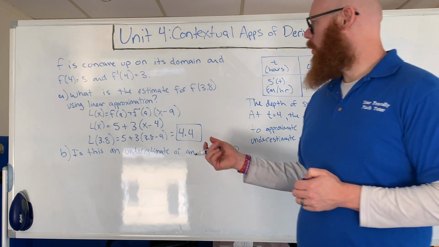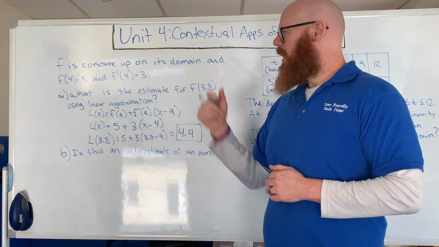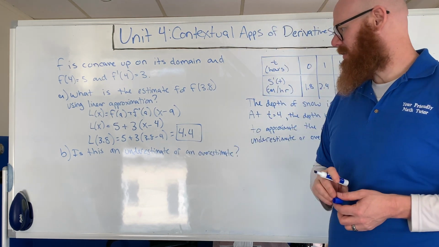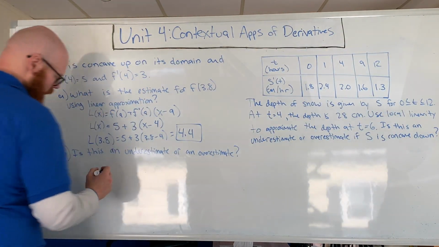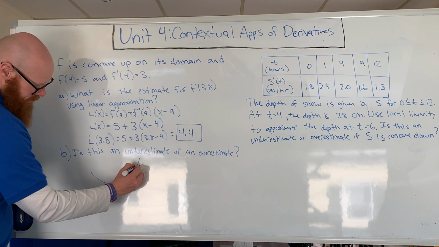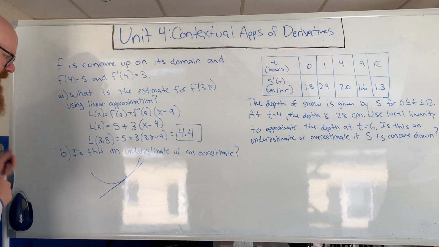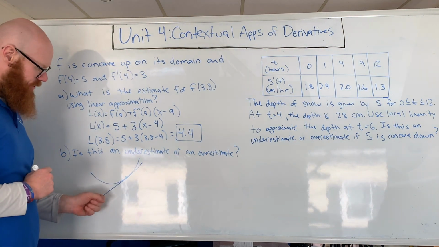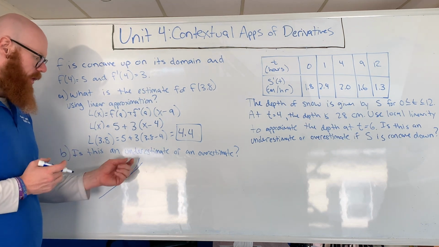And then the other thing I want to go over is they'll say this a lot, and we'll see it again in this next problem. It's concave up on its domain, and we want to know if this value is an underestimate or an overestimate. So if you imagine, just picture a concave up function, and let's say you're trying to approximate this using local linearity, which is really just using the equation of the tangent line. Well, this tangent line, since it's concave up, is always under the curve.